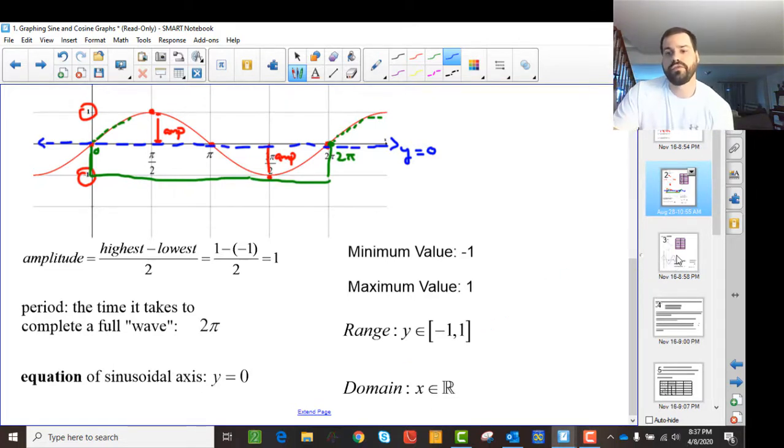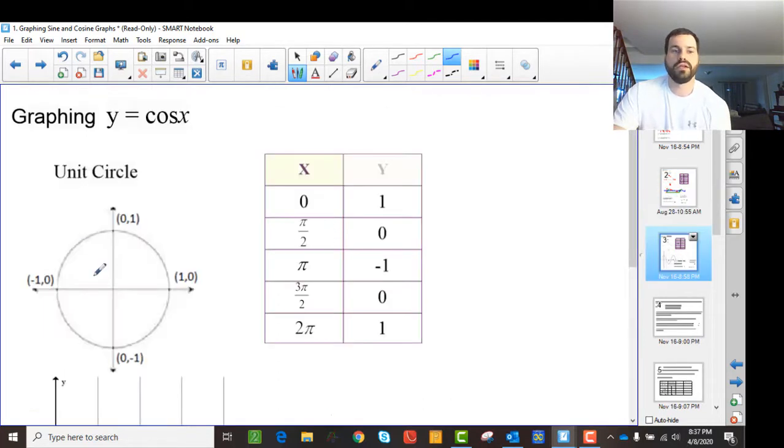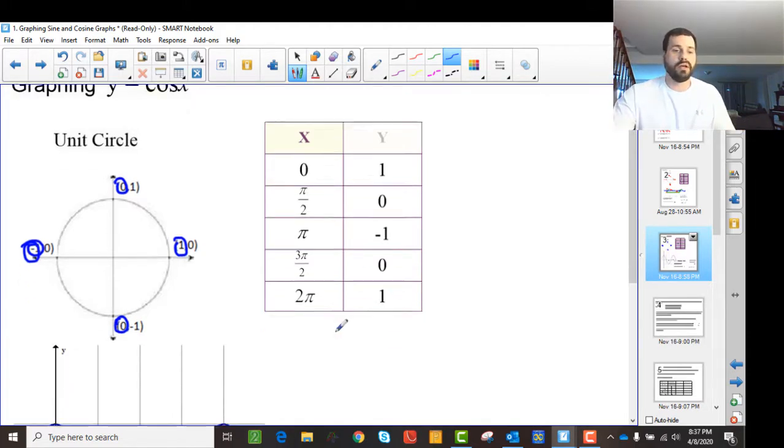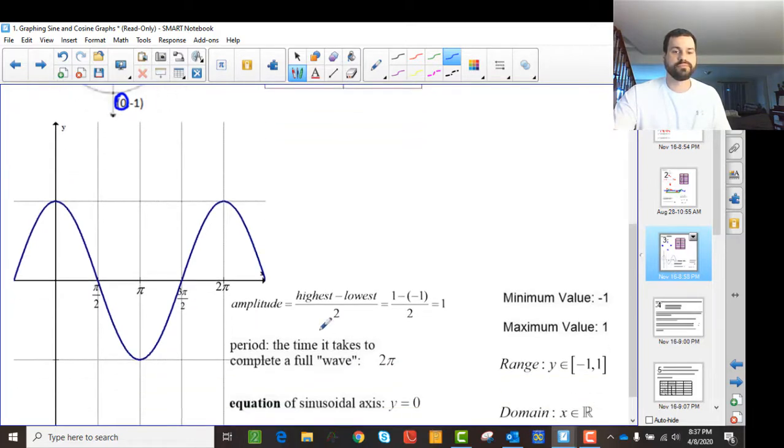So if you look at cosine, we're going to focus on sine and cosine together because they're very similar. If you look at cosine, again, back to the unit circle, we use the same x values, but the y values now, in terms of table of values, come from the x value of these coordinates. So cosine is x. So it's 0, it's 1, then it's 0, then it's -1, and then it's 0 again. So you can see it goes 0, 1, pi over 2 and 0, pi and -1, 3 pi over 2 and 0, and then 2 pi and 1. So what does that look like? Well, we plot the graph, and it looks like this.